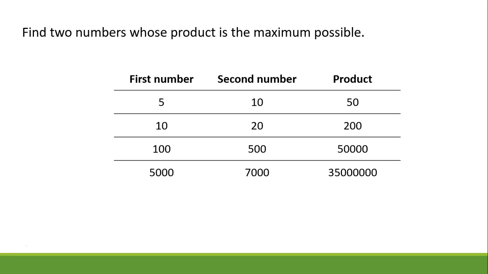Well, as you can see, we can keep picking numbers and multiplying them together and getting a product, and our product just keeps getting bigger and bigger and bigger. So we can't exactly find a maximum product here. We've got to have some sort of constraints on these two numbers that we're picking. Otherwise, the product is just going to keep getting larger and larger.